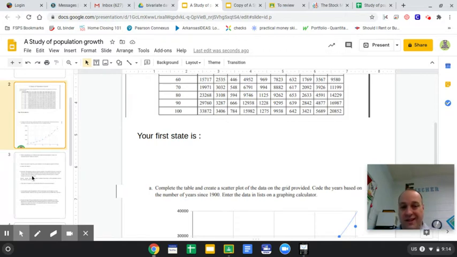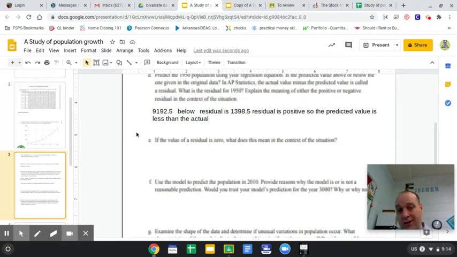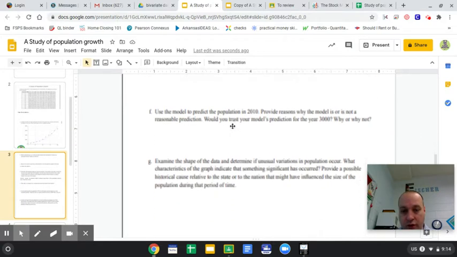Is that something that could happen? I mean, I guess it could. So it says provide why the model is not a reasonable solution, because it says the population doubled in 1 year. Would you trust it for the year 3000?